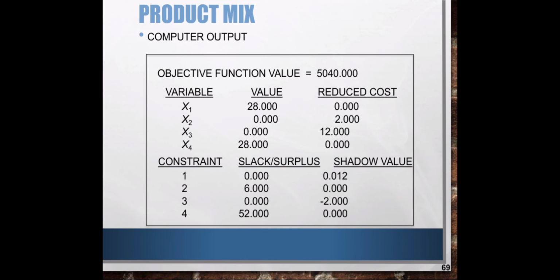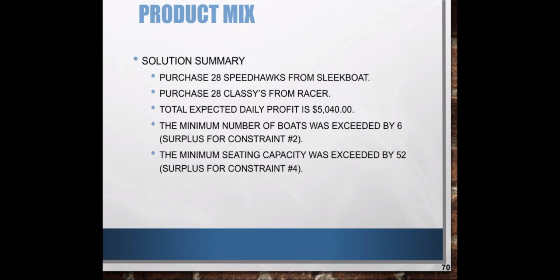So here is the computer output. Solution summary. Purchase 28 Speedhawks from Sleek Boat. Purchase 28 Classys from Racer. Total expected daily profit is $5,040. The minimum number of boats was exceeded by 6, surplus for constraint number 2, and the minimum seating capacity was exceeded by 52, surplus for constraint number 4.